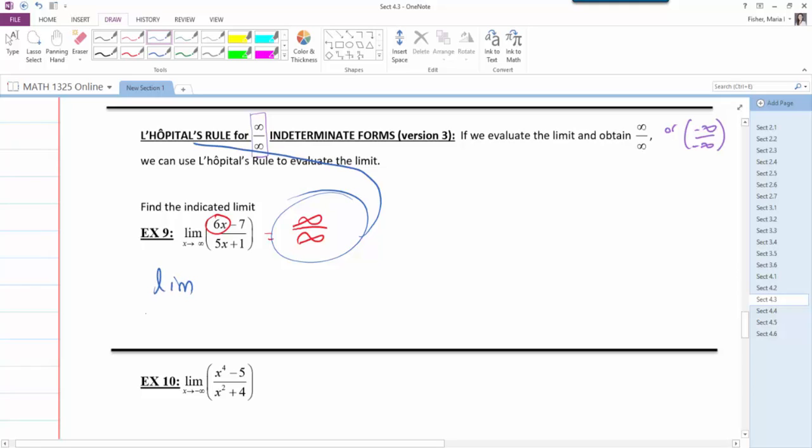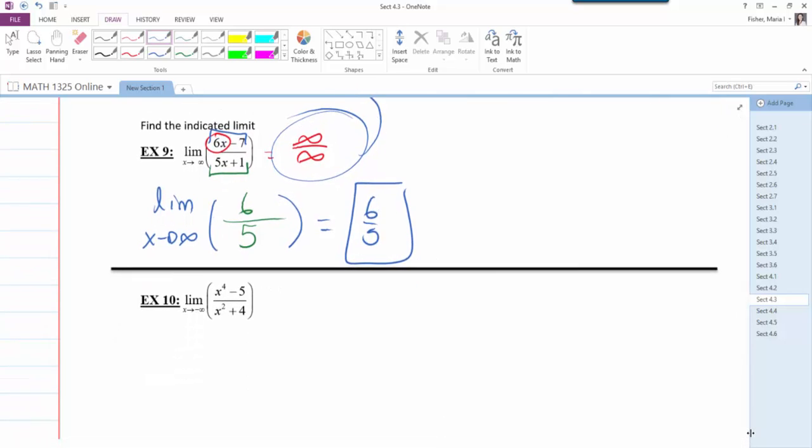So what it tells me to do is take the derivative of the numerator. Well, the derivative of 6x minus 7 is just going to be 6. And the derivative of 5x plus 1 is just going to be 5. Therefore, the limit as x approaches infinity of 6 over 5 is going to be 6/5. Let's look at example number 10.